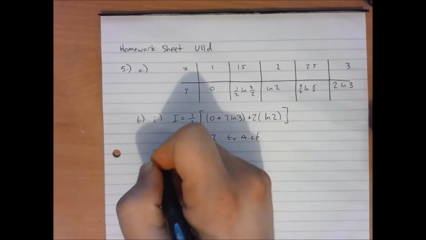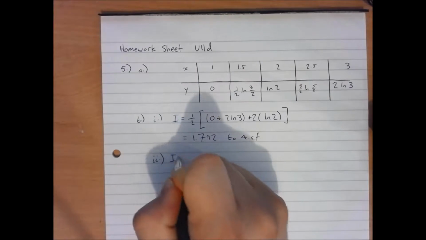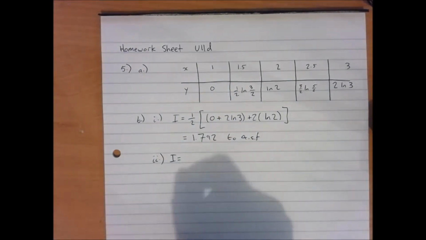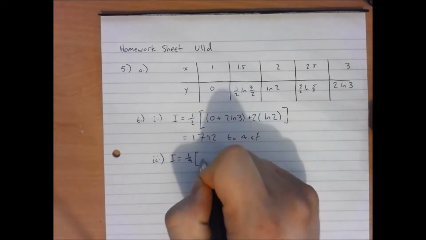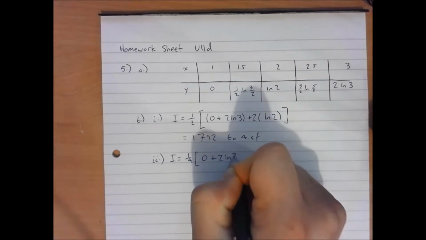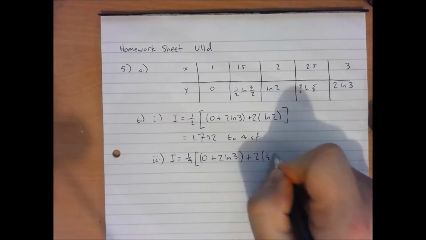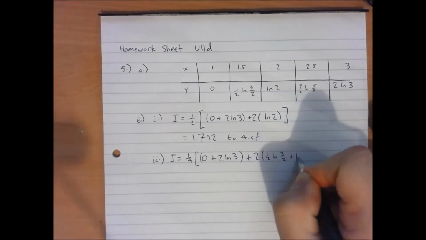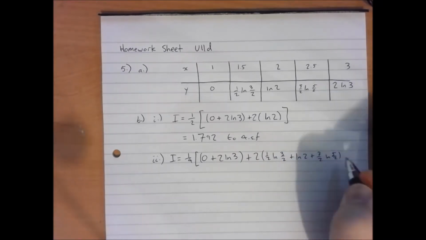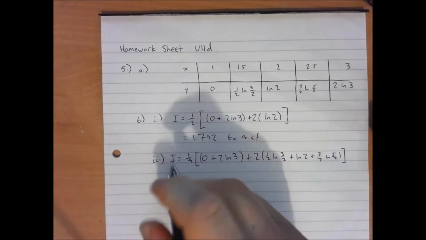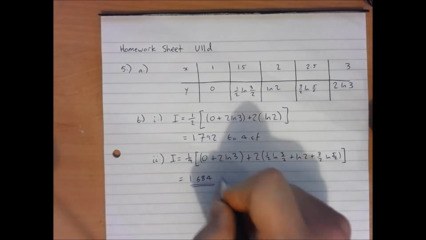In part 2, we're using all our points to use 4 trapeziums. This gives us an h value of 0.5. So 0.5 divided by 2 is a quarter. Our first term and our last term are still the same, but this time we've got more terms in the middle. Half log 3 over 2 plus log 2 plus 3 over 2 log 5 over 2. And if I put that into a calculator, I get 1.684, 4 significant figures.